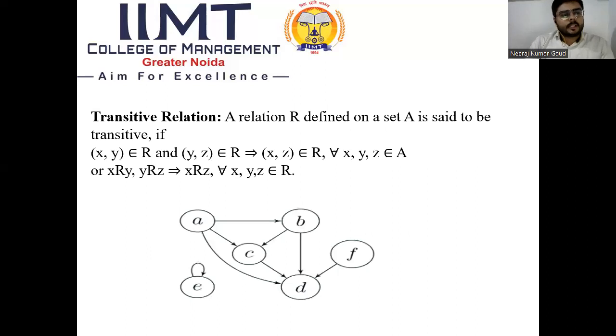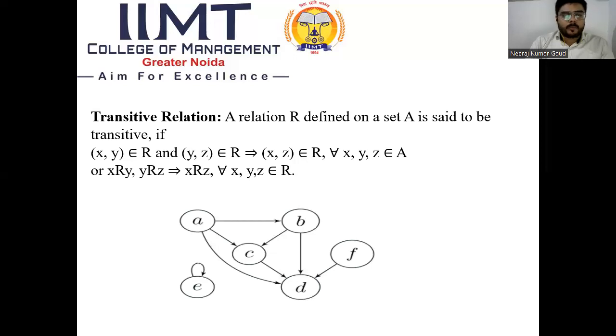Next is transitive relation. A relation R defined on a set A is said to be transitive if (x, y) belongs to R and (y, z) belongs to R implies (x, z) belongs to R for all x, y, z belongs to A. Or when x is related to y and y is related to z, then we check whether x is related to z or not. If x is related to z, then we can say that this relation is a transitive relation.